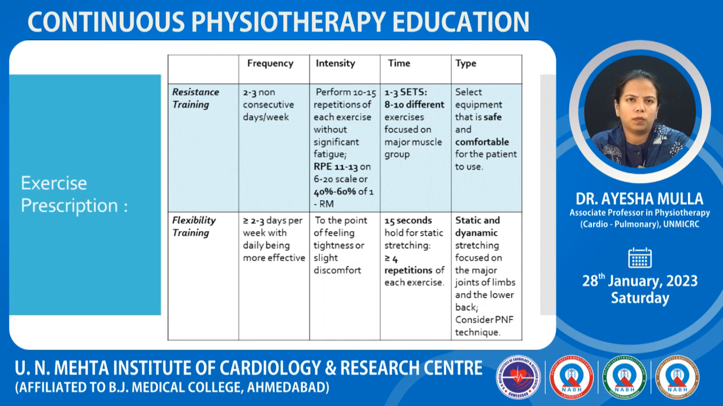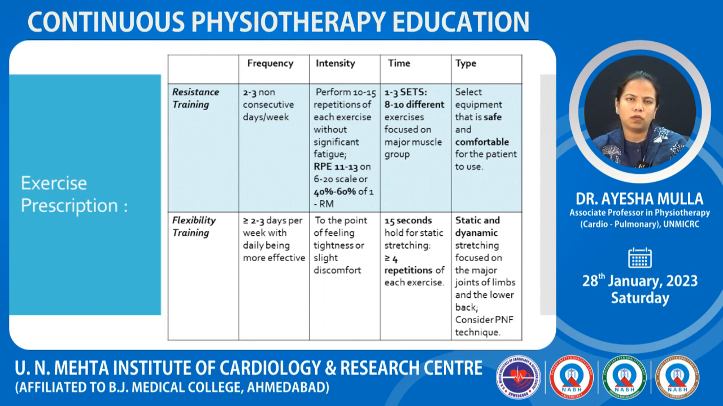Now after the exercise program for aerobic exercise, we have to see the exercise protocol for the resistance exercise as well as the flexibility exercise. So for resistance exercise we cannot go for more than 3 days per week, so 2 to 3 days per week, and not on consecutive days, and it is performed at an RPE of 11 to 13 on the scale of 6 to 20, or 40% to 60% of 1 RM.